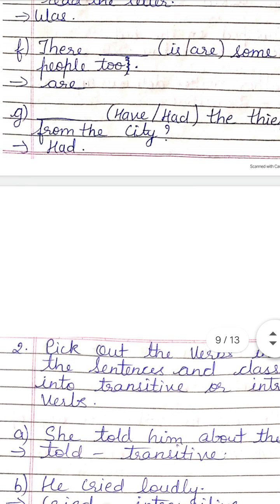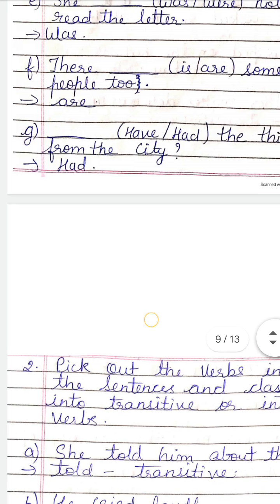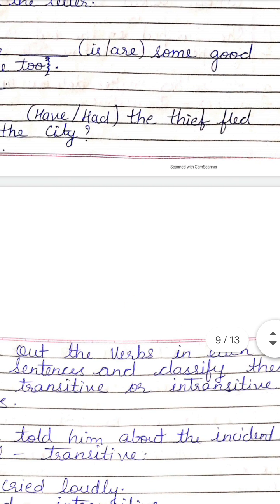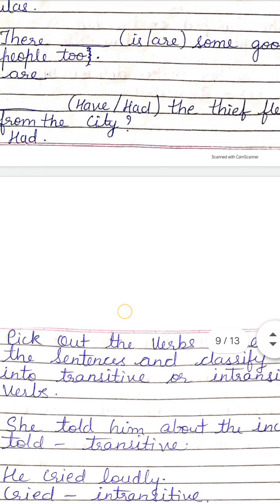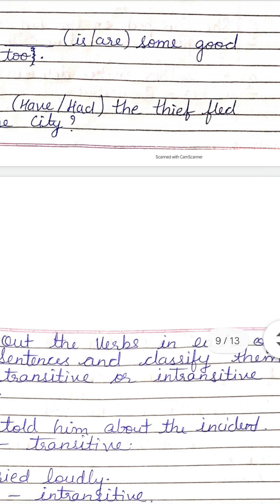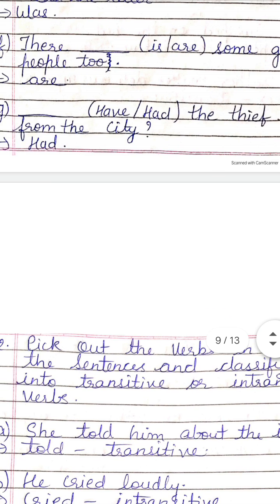Dash have had the thief fled from the city. So here is a question mark and there is one verb which is fled, which is past tense. So we can make out the answer that will come is had, not have. Have is used for present perfect. Because we have used past perfect tense over here, fled, therefore had will come.